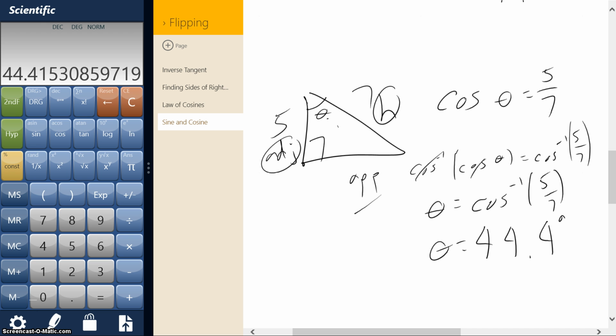Isn't that cool? We can totally avoid having to use any extraneous Pythagorean theorem. I think it turns out pretty well. Anyway, that's sine and cosine. We'll be looking at this more. Review this if you need to.